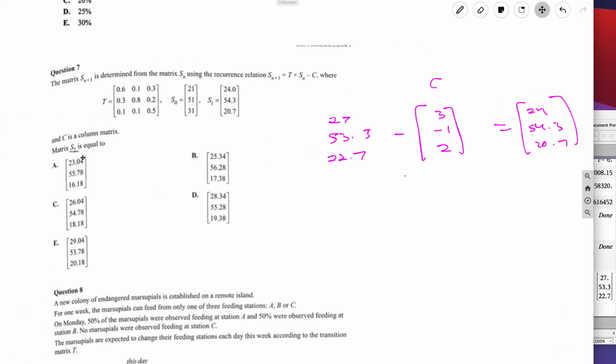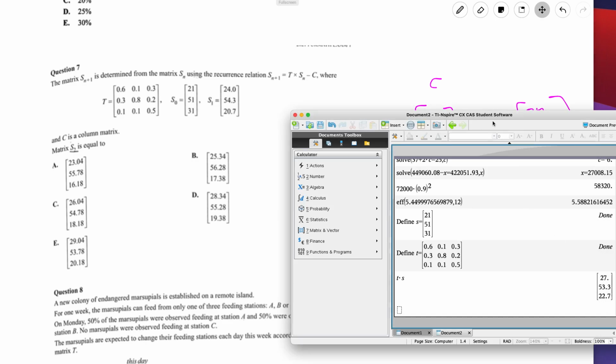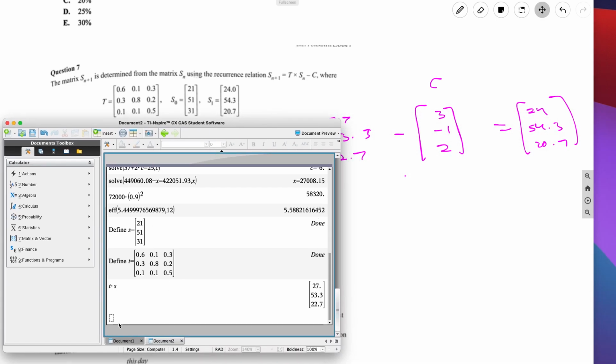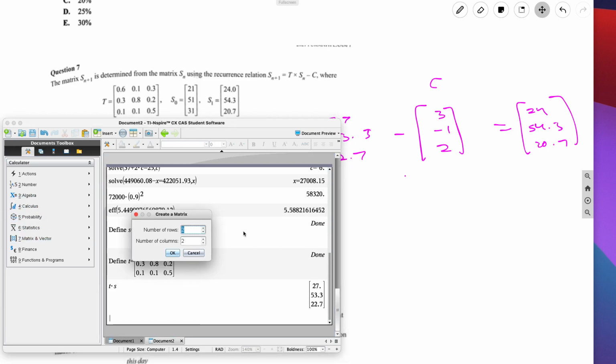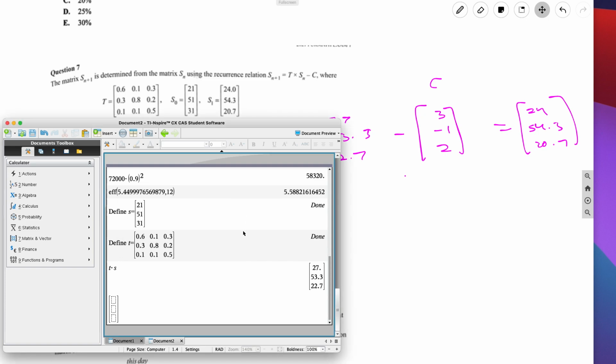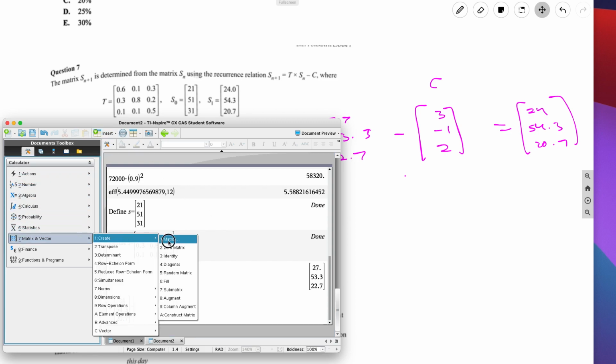So we can come back. Now we just have to do S2. So all I can do now is I've already got this here. So I can just go S1 is going to be, I might just type it in. Matrix create 3 by 1. So S1 was 24, 54.3, and 20.7. And in fact, I realized I need to do T times S1 and then take away that C matrix that I just did, because I didn't bother to define it.